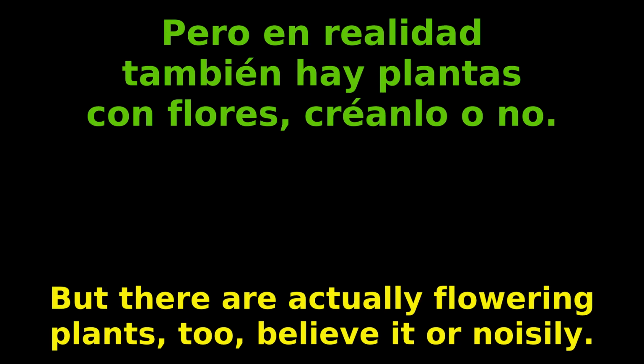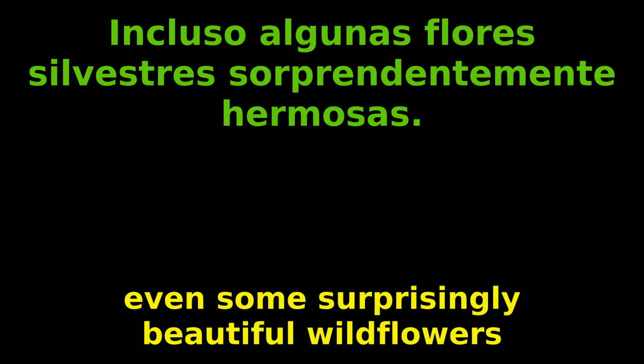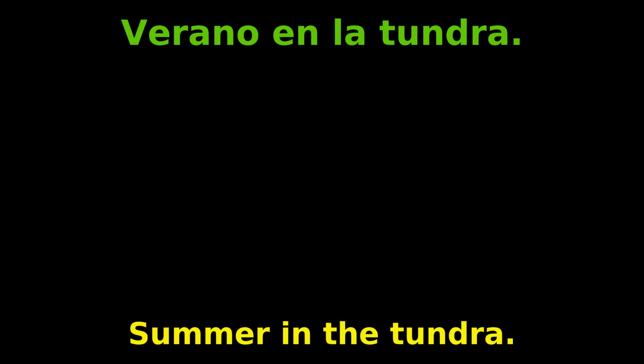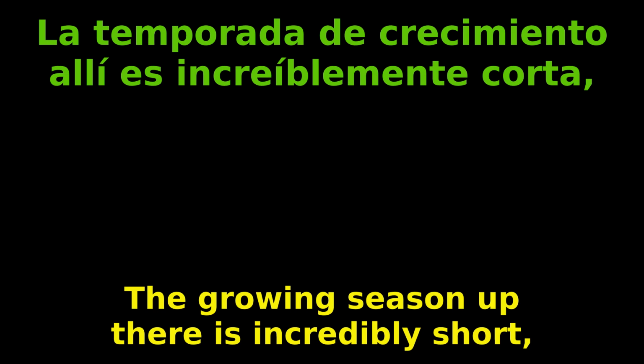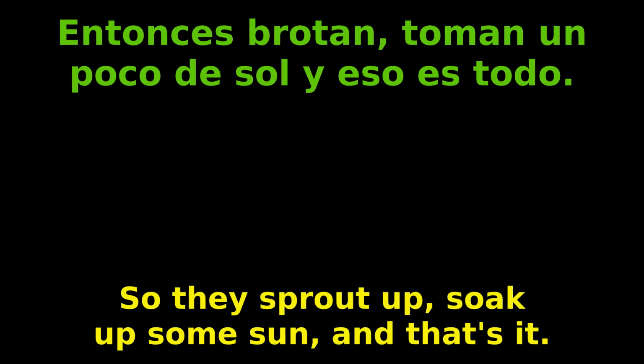But there are actually flowering plants too, believe it or not. Really? I wouldn't have guessed that. Oh, yeah. You've got things like low-growing shrubs, sedges, even some surprisingly beautiful wildflowers that make an appearance during the short summer. Hold on. Summer in the tundra. How short are we talking here? Think more like weeks than months. The growing season up there is incredibly short, so those plants have to be quick about it. Wow, they don't waste any time. Yeah. So they sprout up, soak up some sun, and that's it.